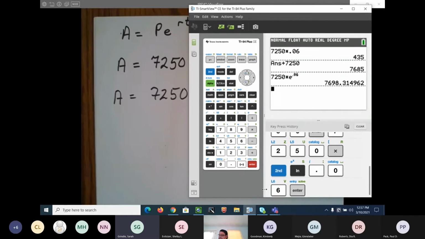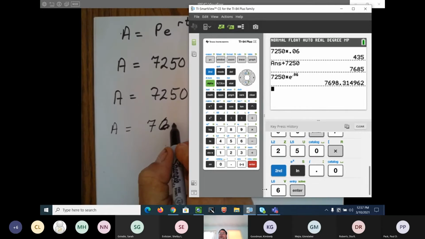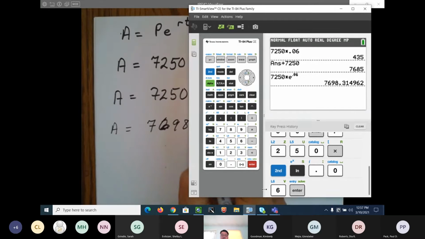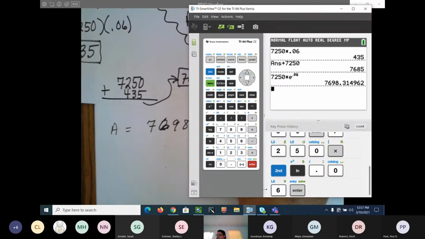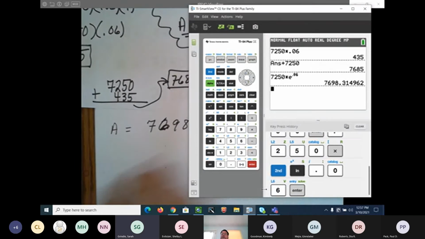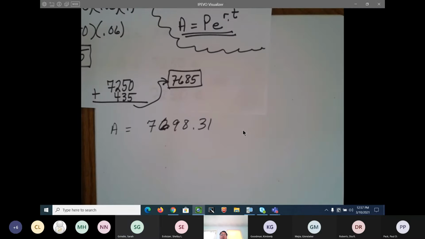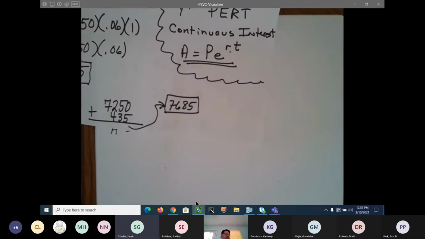So A, after 1 year, is equal to 7698.31. And if you notice, is it far off of simple interest? No, it's not far off of it. In fact, the continuous interest gave you a little bit more than the simple interest. But that's the kind of stuff people don't want you to know when you graduate high school.